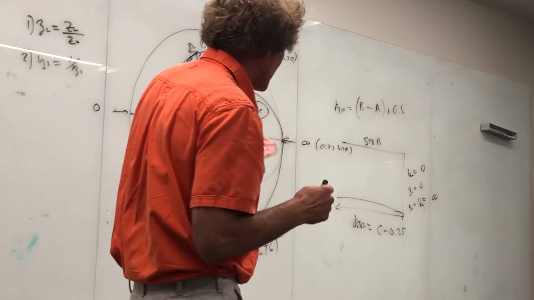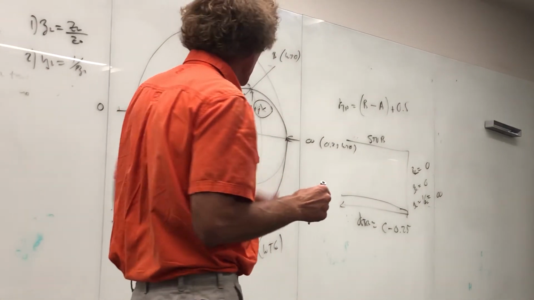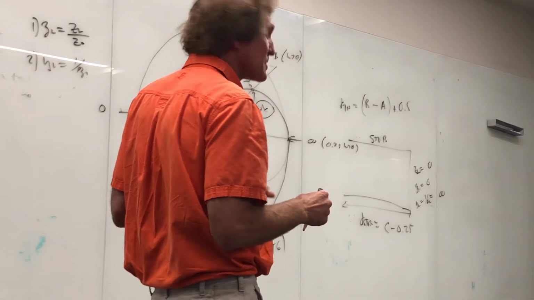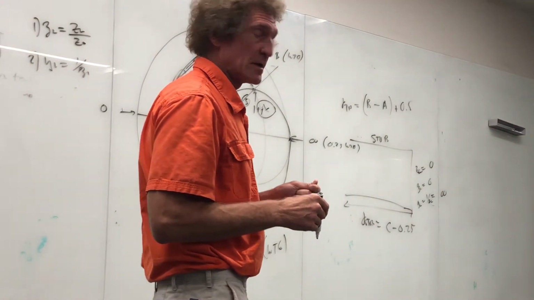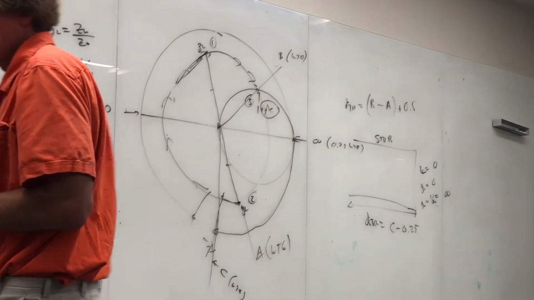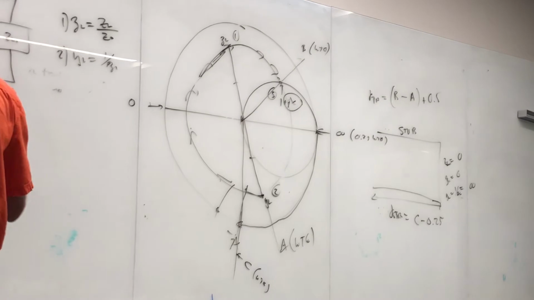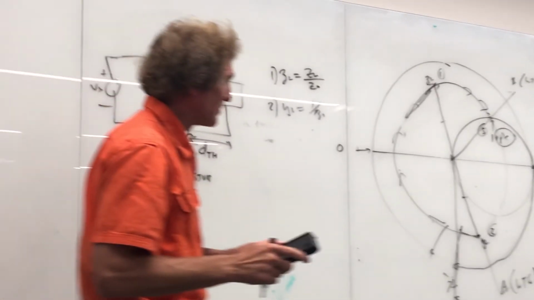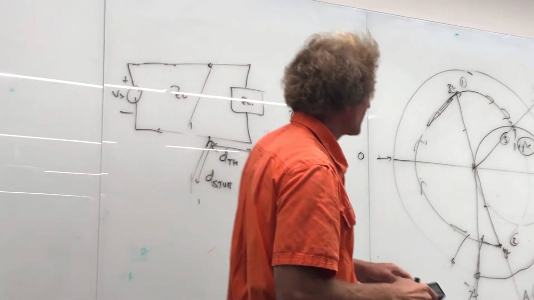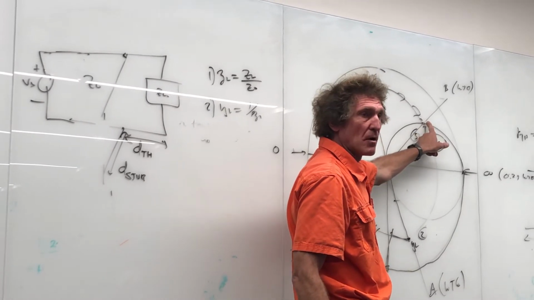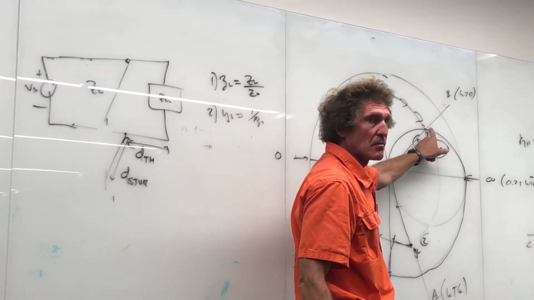All right, and that's how you get the distances here. Now, if this was an open stub, how would it change? Let's just make it open. What changes fundamentally? Does the point right here change? No, not at all.